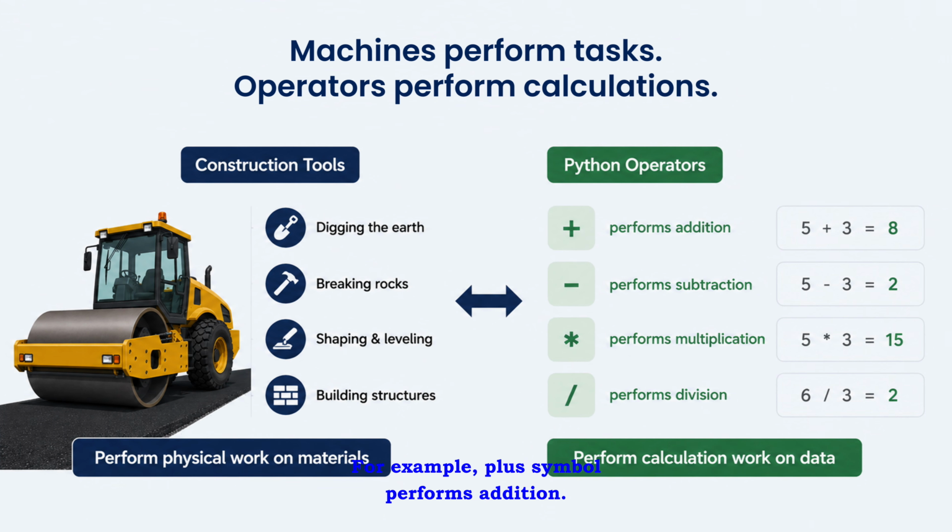For example, plus symbol performs addition, minus symbol performs subtraction, asterisk symbol performs multiplication, forward slash performs division. So just like construction tools perform physical work on materials, operators perform calculation work on data in Python.